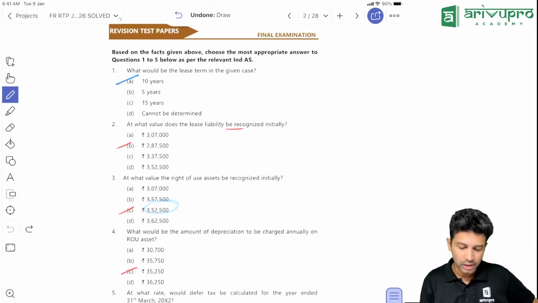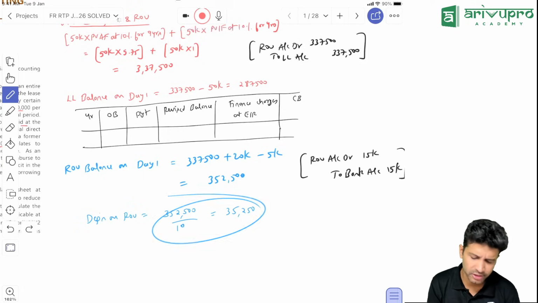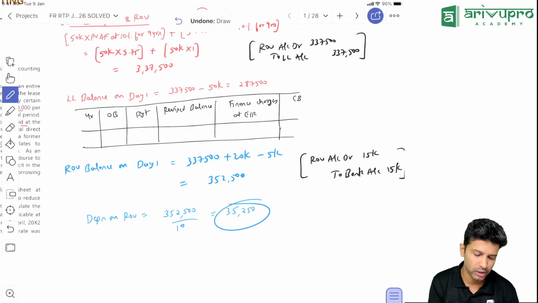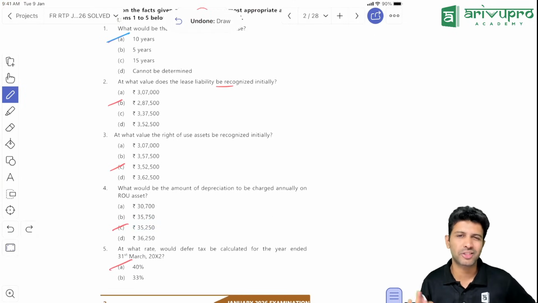That is the option. Now they have asked ROU ka depreciation. Since the lease term is 10 years, you'll depreciate over 10 years. 352,500 over 10 years if you do, 35,250 is the depreciation every year you'll book. That's a pretty straightforward question.